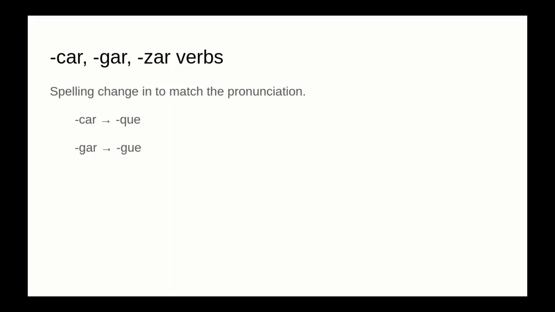Another challenge in the subjunctive mood are car, gar, and zar verbs. We've seen these before. They're going to have some spelling changes to match the pronunciation. So car will become que. Gar will become gue. And zar will become ce. And so a verb like buscar, go to the yo, busco, drop the o, busc, and then busque, busques, busque, etc.